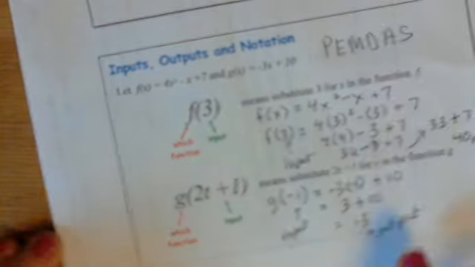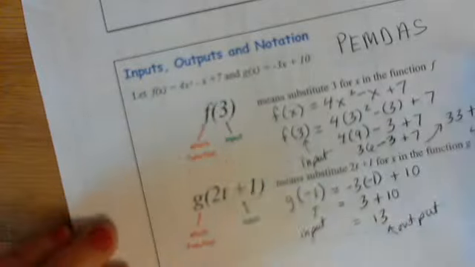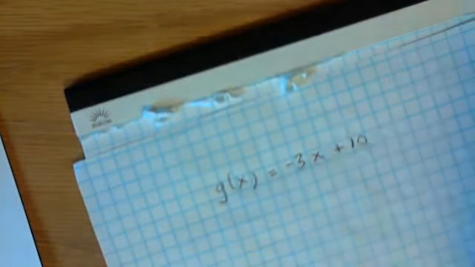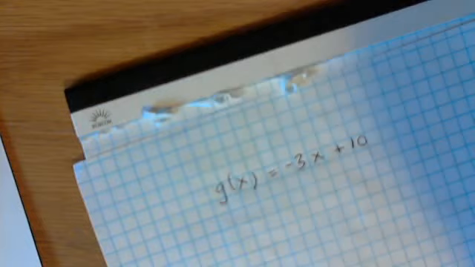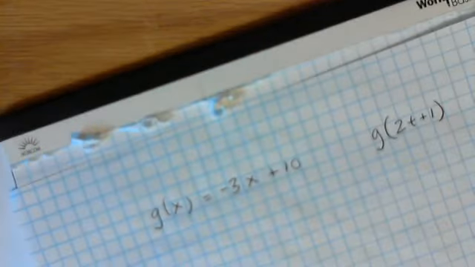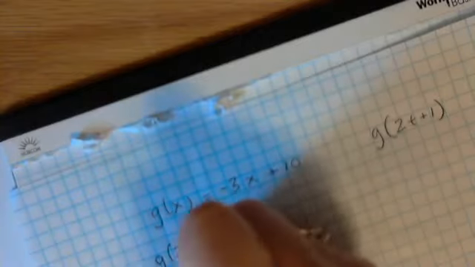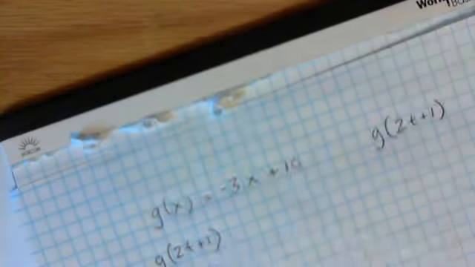Now we're going to do this more tricky one, and I'm going to suggest you go to a second piece of paper because it's going to take a little bit of work. So, on a separate piece of paper, we're using the g of x function, which was negative 3x plus 10, and we are putting in g of 2t plus 1 for our input. G of 2t plus 1. So that means I start right here by replacing that x with 2t plus 1.